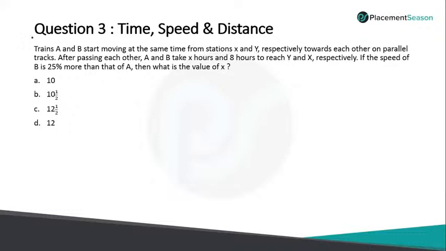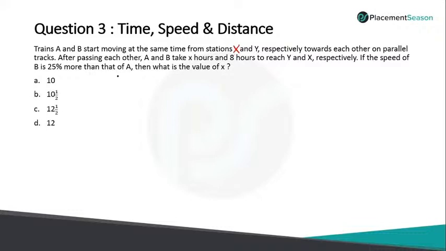And with this, I think we are under some confusion. It should be capital X. We'll change this to capital X. Sorry for this, a small typo. Now, if the speed of B is 25% more than that of A, what is the value of X? Means time taken by A to reach what? Y. That is what they are asking.